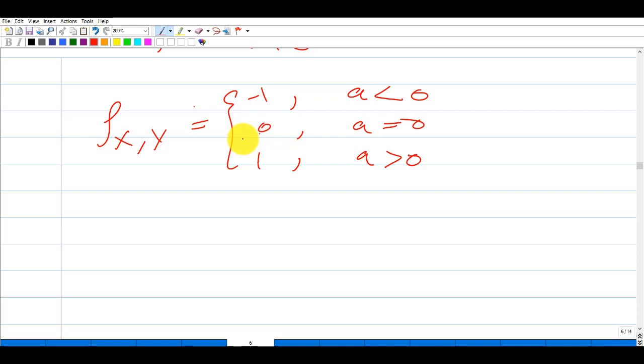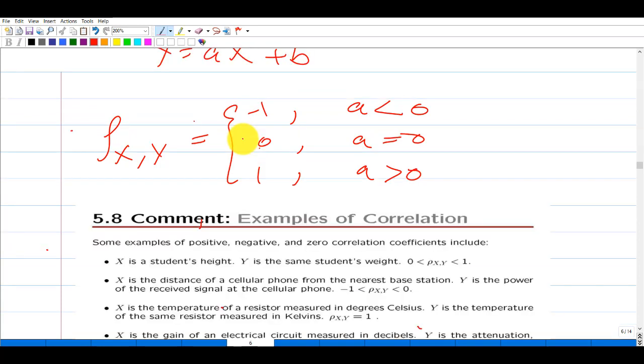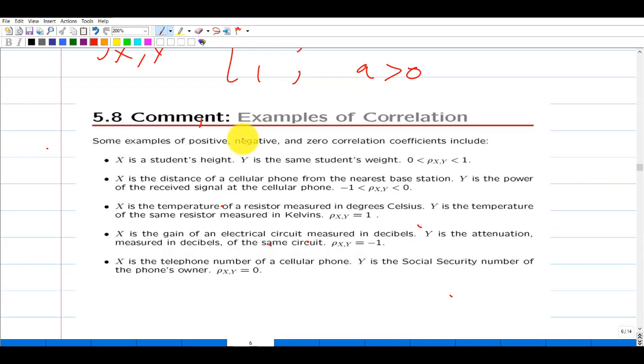So we can have different examples to show how two random variables are interlinked with each other, and whether the correlation coefficient would be positive or negative depending upon the system that we have. I have copied some of these examples from the book, such as X being a student's height and Y the same student's weight, where the correlation coefficient will be between 0 and 1. All these different examples describe how the correlation coefficient of two random variables is defined for different scenarios.